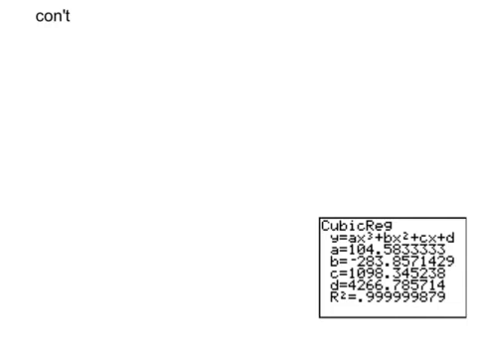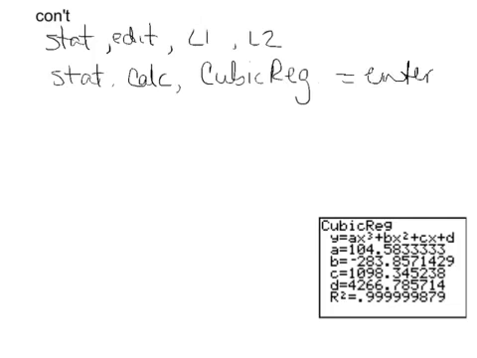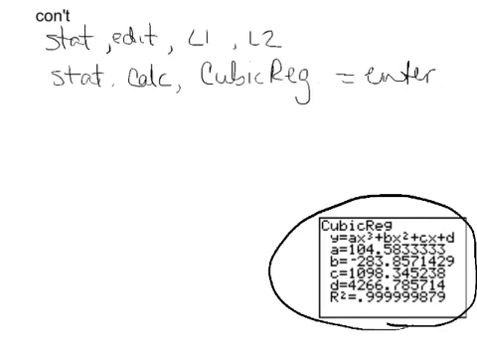Now, what you see here, we just did the stat edit, list 1 and list 2. And then we go back and do stat calc. We said it was cubic because the third differences were close. So cubic regression, which you see right here. So if you push enter, possibly a few times depending on your calculator, this is what you will get. And you need to go ahead and write your equation. What I want to point out right here is the r squared value. And if you remember, the closer that value is to 1, the better your data is.